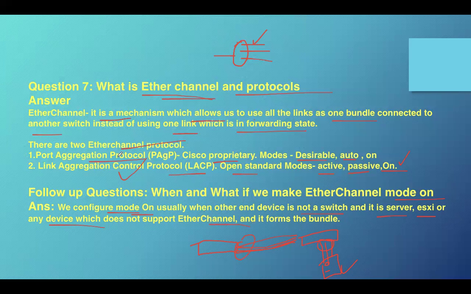Another difference between PAGP and LACP, other than the modes, is that LACP actually supports 16 links in a bundle. PAGP supports 8 links, though by default 8 links would be active even in LACP, but it supports up to 16 links. This could be another difference, and this is a widely asked question.